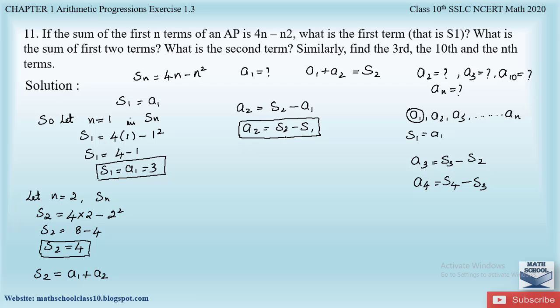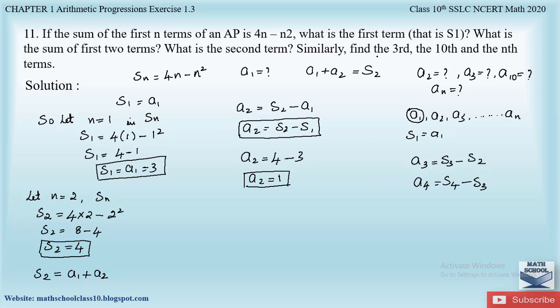So this equation, or formula, is very important in the objective type of questions. Remember this formula very well. By using this equation, let us find out A2 now. A2 is equal to, what is the sum of two terms? We found that to be 4, minus the sum of the first term, which is 3. So A2 is 4 minus 3, which is 1.